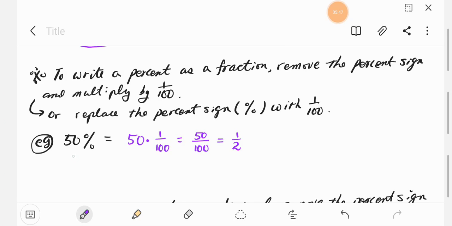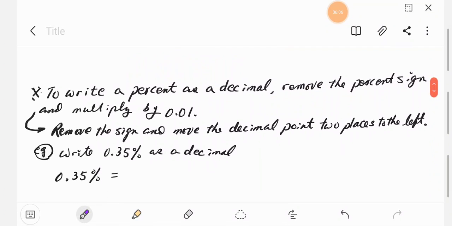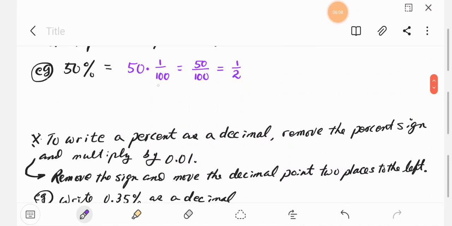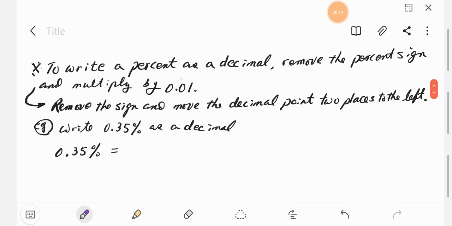How about, can we convert a percent to a decimal? Yes. What do we do? Same as converting a percent to a fraction. Replace this percent with what? Instead of replacing it with 1 over 100, replace it with 0.01. Simple, because 1 over 100 is equal to 0.01. So, to write a percent as a decimal, remove the percent sign and multiply the number by 0.01. 0.01 is equal to 1 over 100.